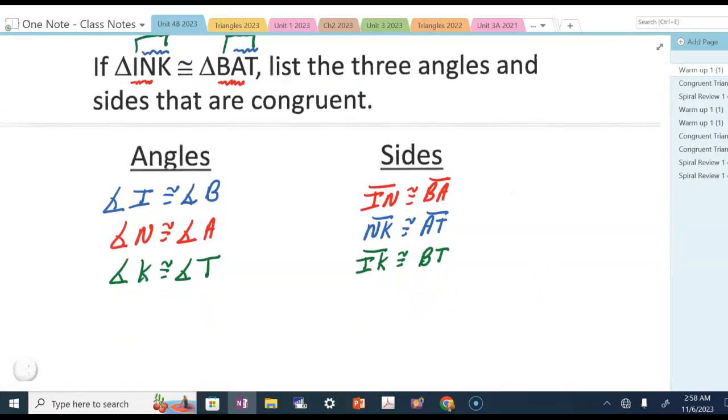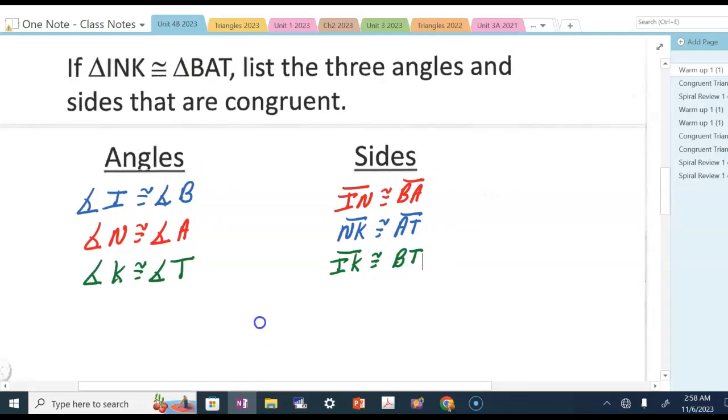Sometimes people use three letters. So if I have triangle INK is congruent to triangle BAT, I could say, for the red, angle INK is congruent to angle BAT. I want first, second, third.